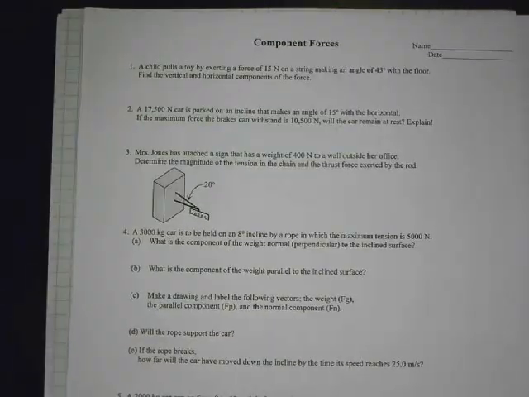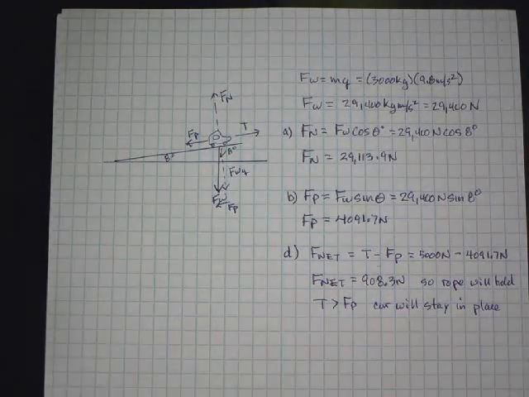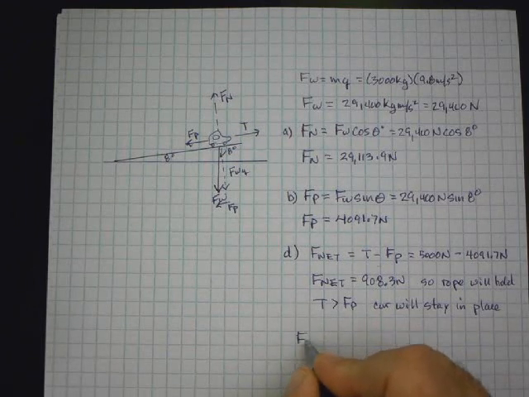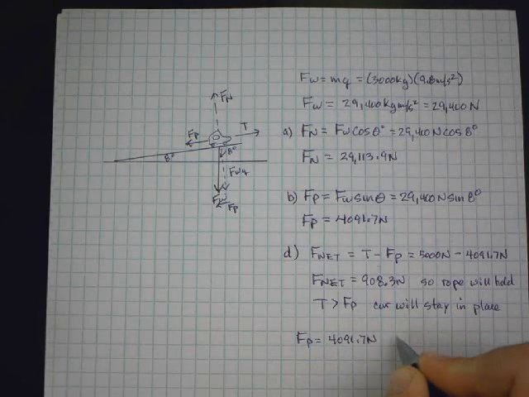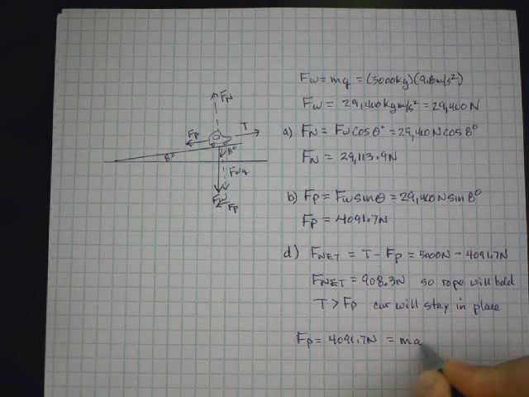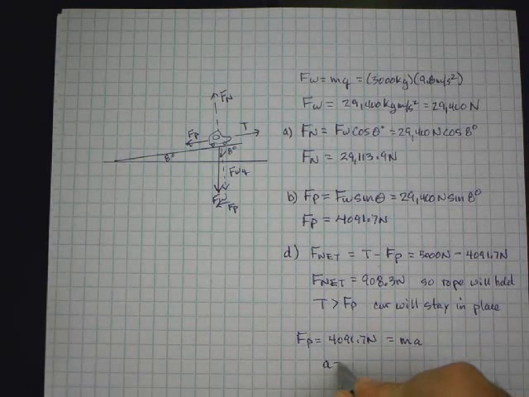Now, for part E, it says if the rope breaks, how far will the car have moved down the incline by the time its speed reaches 25 meters per second? So this becomes an equation of motion type problem. If the rope breaks, then the only force acting on the car is FP. And FP, which equals that 4091.7 newtons, also equals ma.